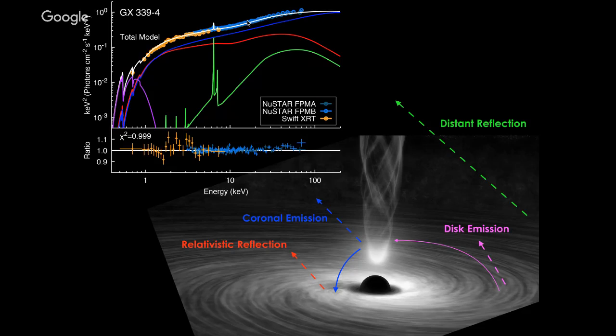So this is just to say also that the panel on the top is an actual fit to real data taken from this black hole binary system GX339-4. So this at the bottom is a cartoon, the top is real science done. So you have a combination of all these different components.